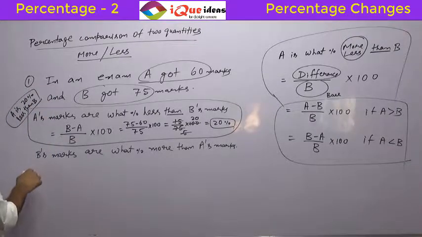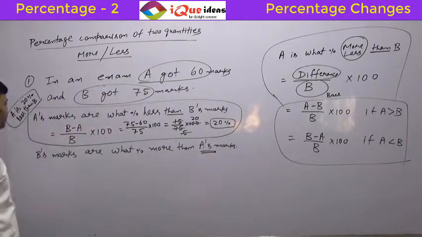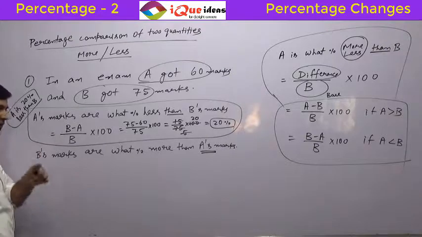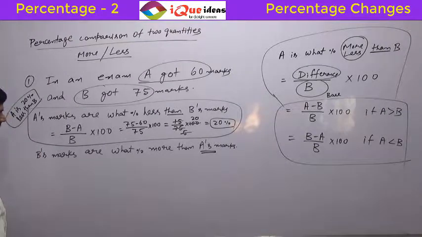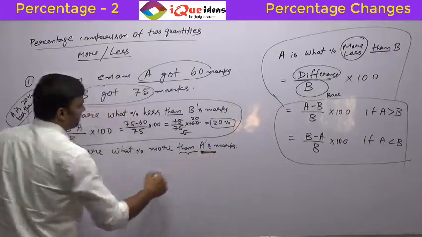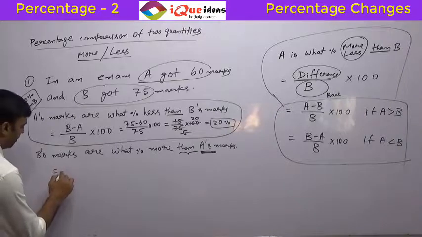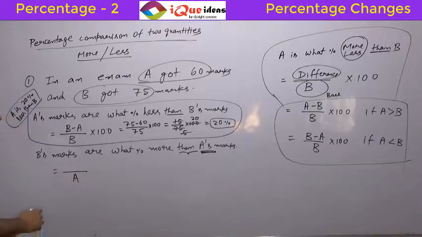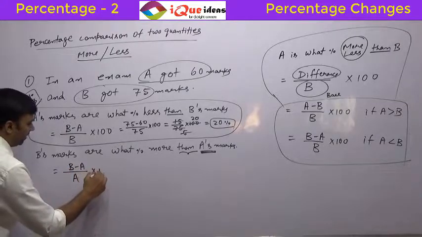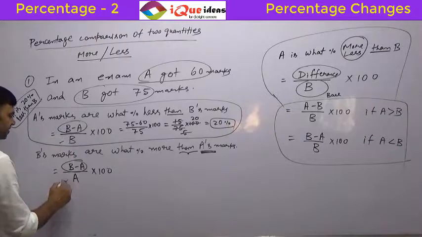Now let's look at the other one. B's marks are what percentage more than A? Can we say that B is 20% more than A? No. The percentage cannot be calculated in the reverse. That we'll see in some time. Alright. Here the process will be different because now the base is A because that comes after than. So now we have to compare with A. So it will be equal to, in the denominator will be A and B more than A. So still the difference value remains same, B minus A. Please understand the difference value remains same whereas the base changes.